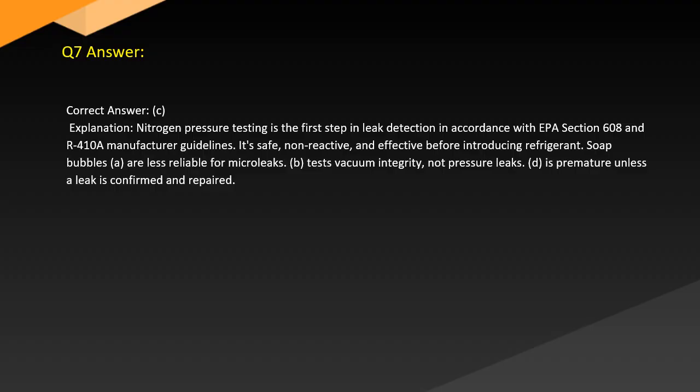Answer. Correct answer: C. Explanation. Nitrogen pressure testing is the first step in leak detection in accordance with EPA Section 608 and R-410A manufacturer guidelines. It's safe, non-reactive, and effective before introducing refrigerant. Soap bubbles are less reliable for micro leaks. B tests vacuum integrity, not pressure leaks. D is premature unless the leak is confirmed and repaired.